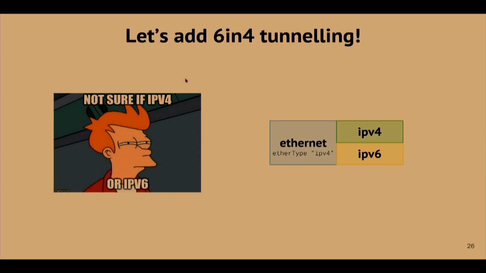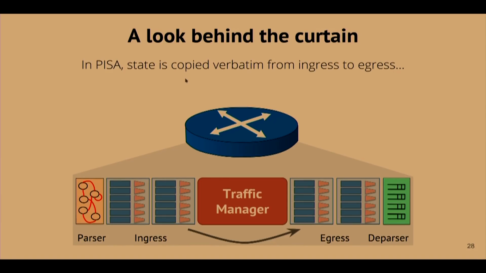Well, let's scrutinize this intermediate form for a quick second. It turns out that there are a couple of issues here. To understand why, we need to look behind the curtain a little bit. In PISA, state is copied verbatim from ingress to egress.